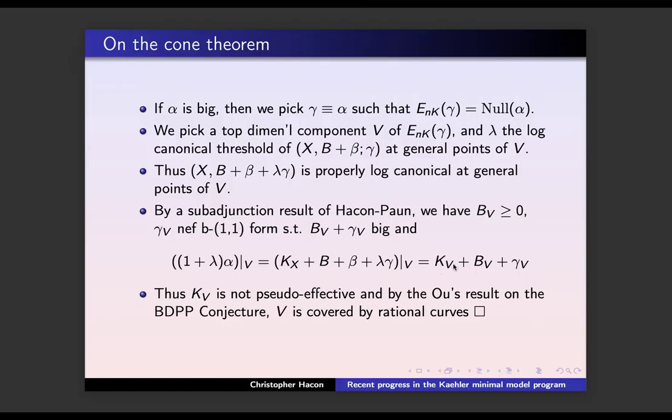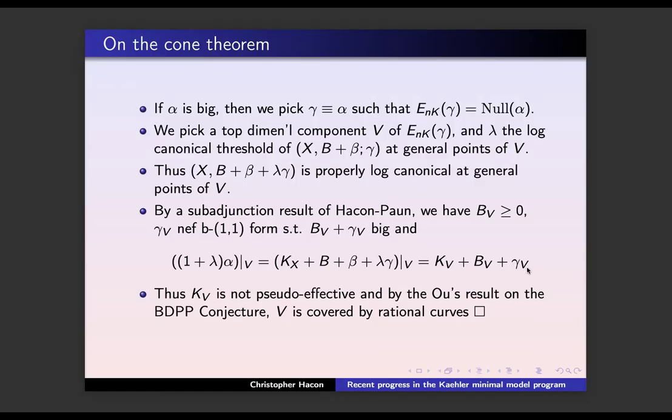Now, I'm not claiming that K_V + B_V + gamma_V is generalized KLT, because this is a minimal log canonical center only at the general point of V. It could be very singular at some specific points of V. For example, wherever V meets another component of the non-Kähler locus, I expect it to be quite singular. So this is not generalized KLT. However, B_V is an effective divisor and gamma_V is pseudo-effective.